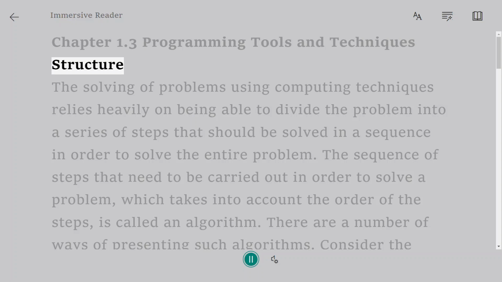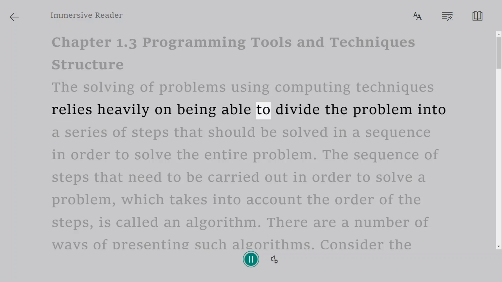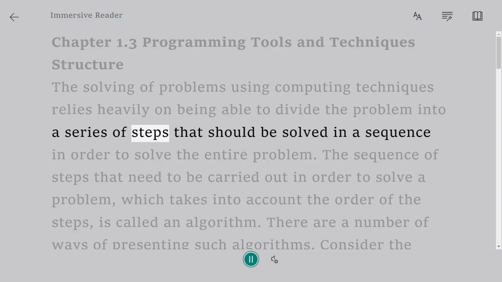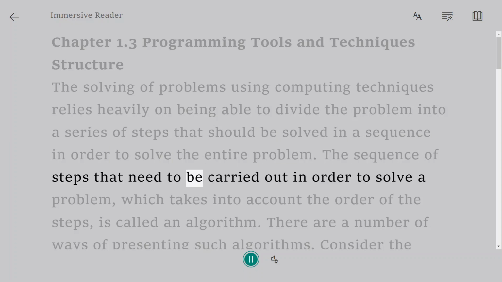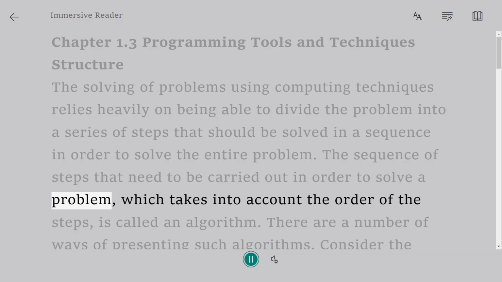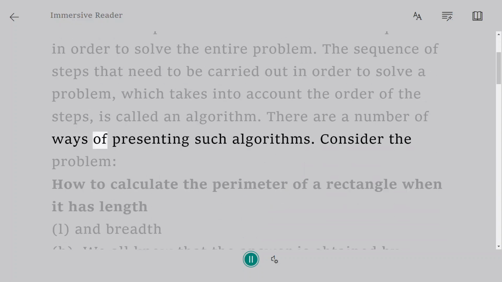Structure. The solving of problems using computing techniques relies heavily on being able to divide the problem into a series of steps that should be solved in a sequence in order to solve the entire problem. The sequence of steps that need to be carried out in order to solve a problem, which takes into account the order of the steps, is called an algorithm. There are a number of ways of presenting such algorithms.